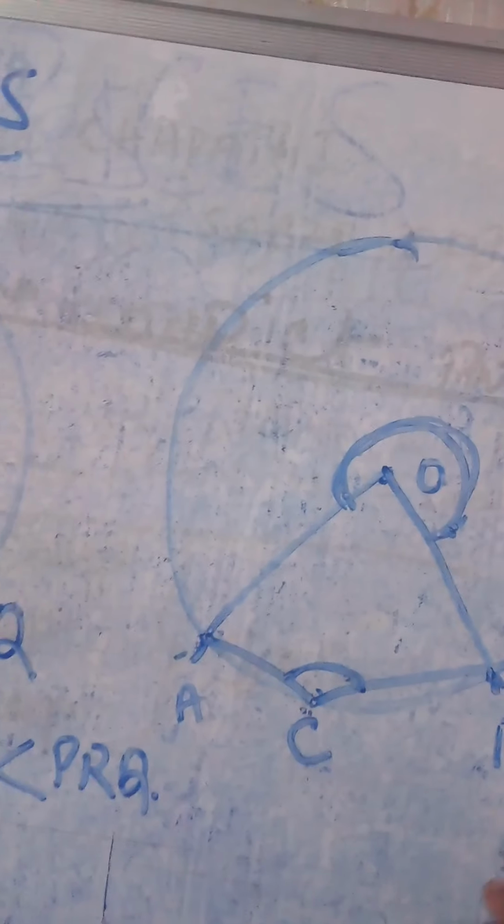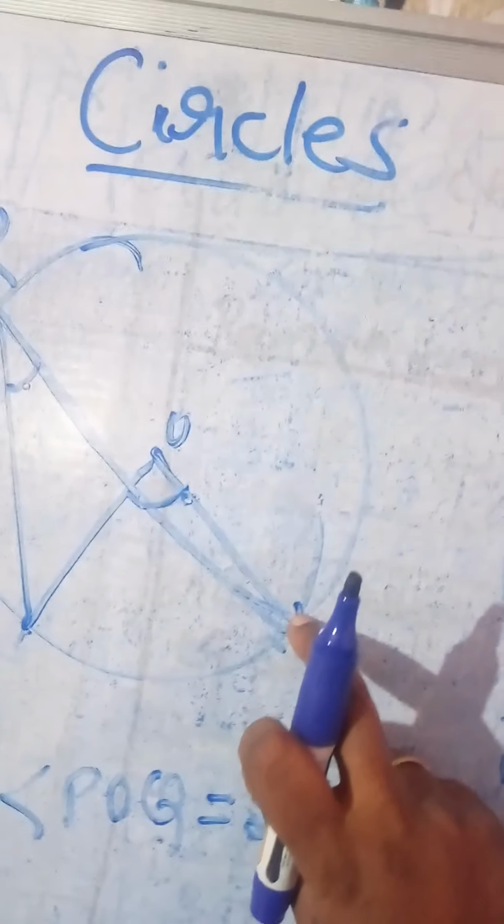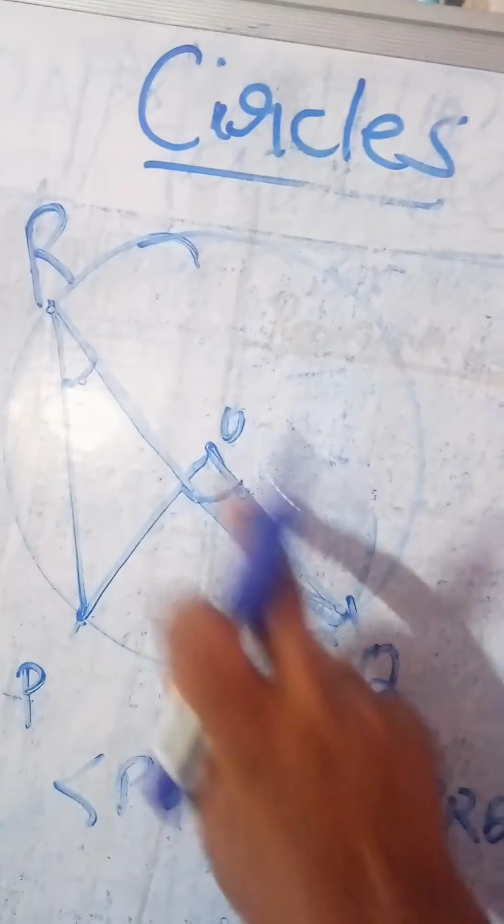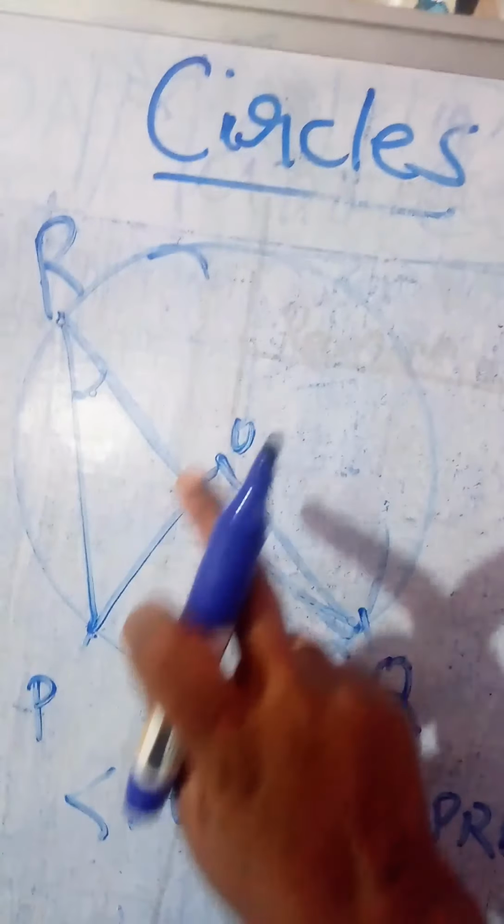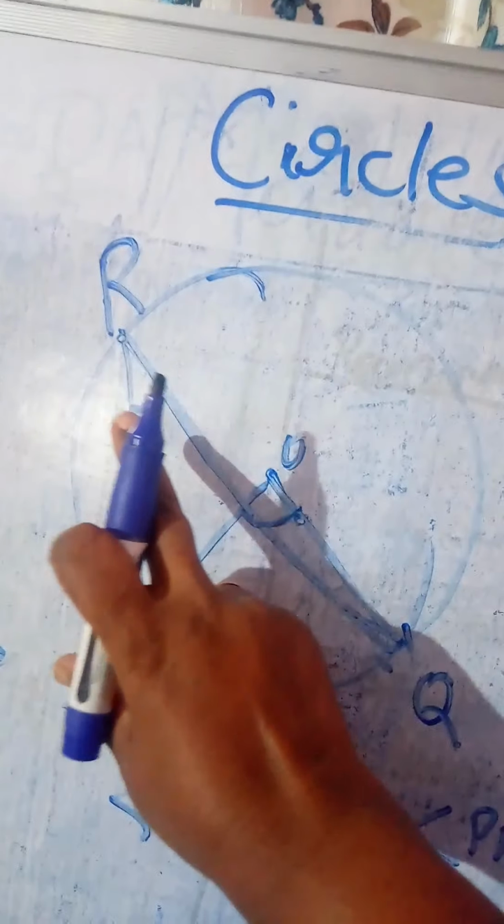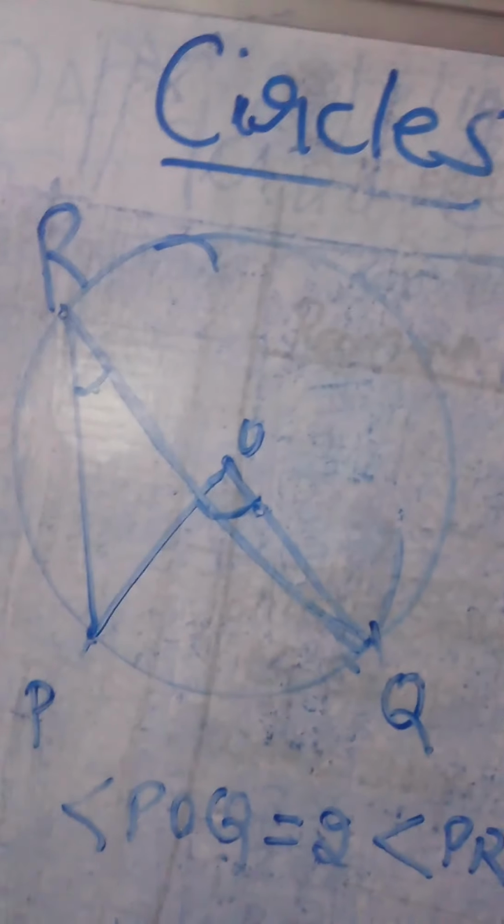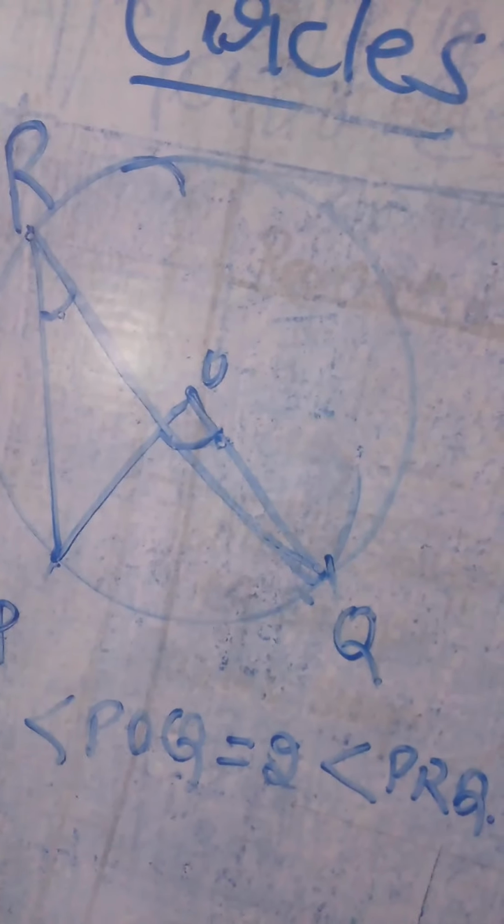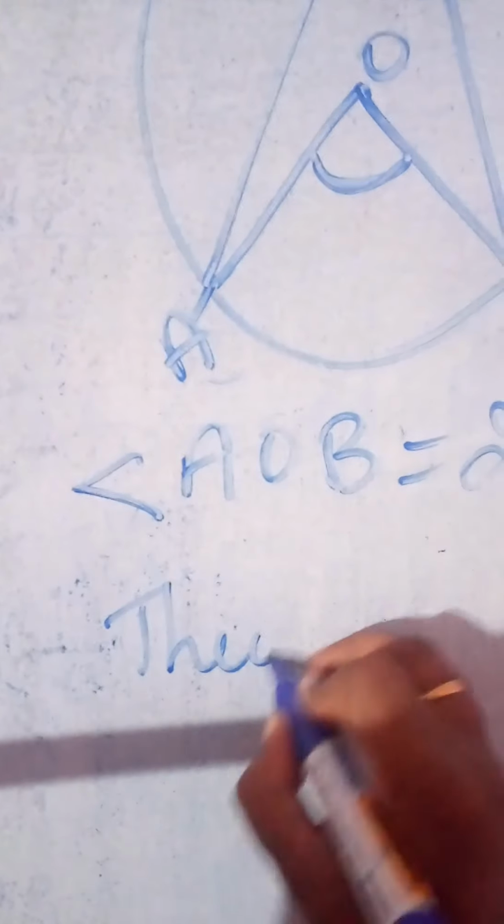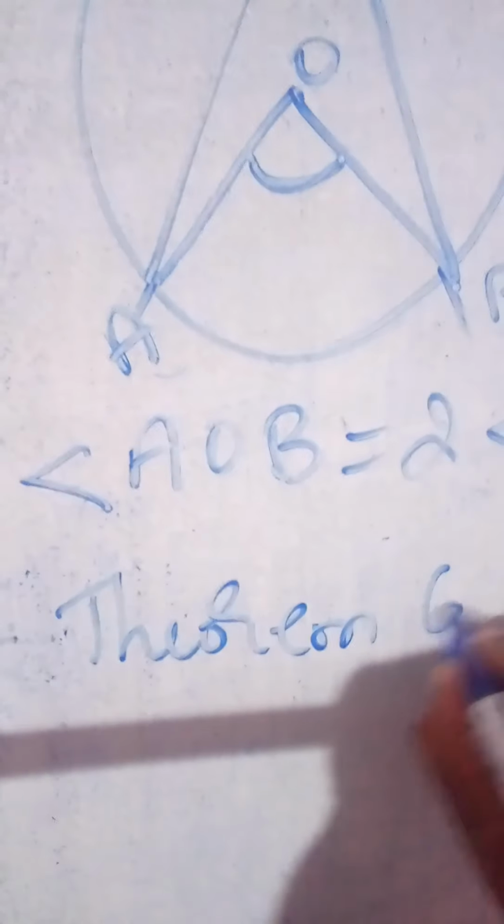This is yesterday's thing. Remember, the angle formed by an arc, which is subtended at the center, is twice that of the angle formed at the circumference. This is the first statement that you should remember. Now we are going to move to the next theorem, theorem number 6. What does theorem 6 say?